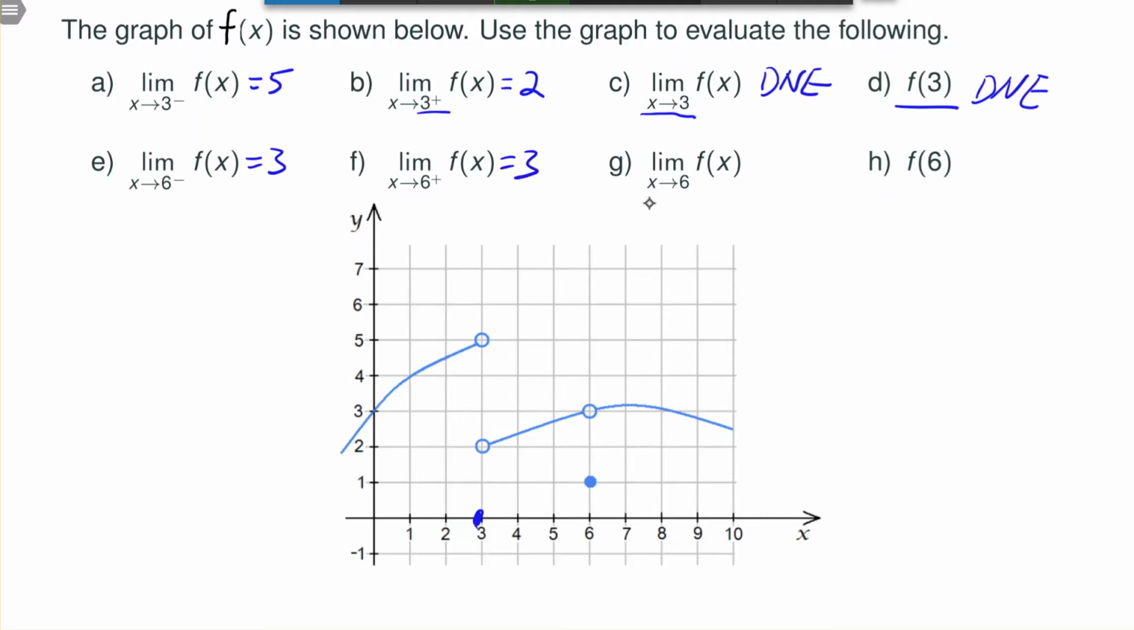Limit as x approaches 6. Because the left limit and the right limit are approaching the same number, this limit exists, and that limit is 3. Because both left and right limits are approaching 3.